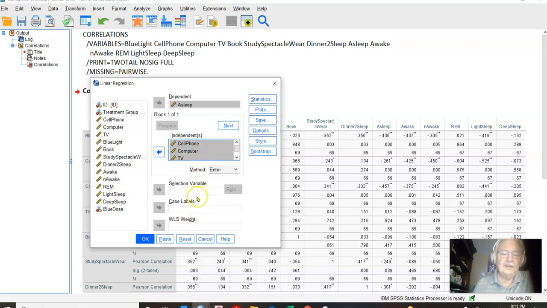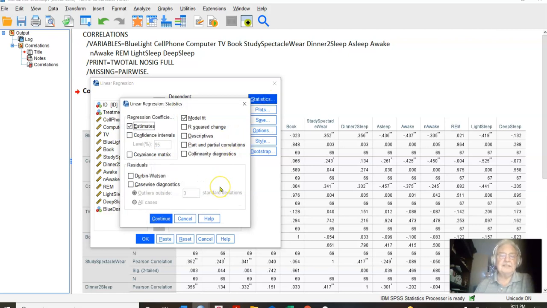So there's some other things here. Selection variable, you could select by certain things, but generally we don't do it. You can give the cases some labels, a variable that would help you identify cases later if we had picked some statistics that needed that. And you can also give it a weighted least squares weight for the different things based on various characteristics. We're not going to be concerned with this in this talk.